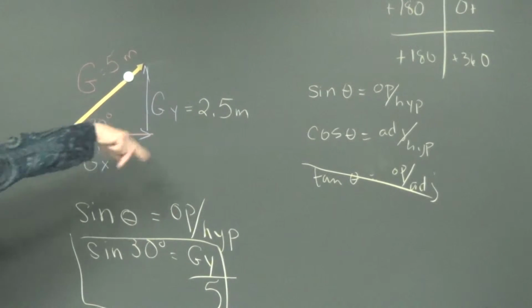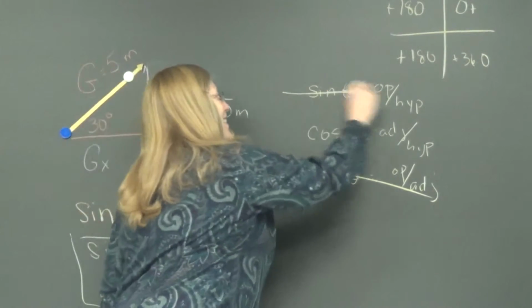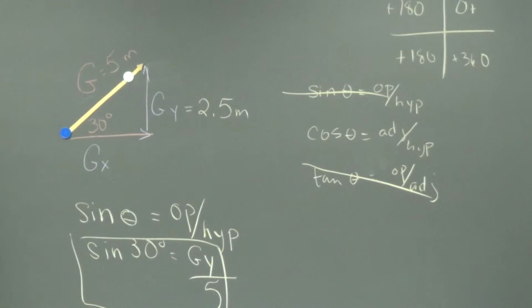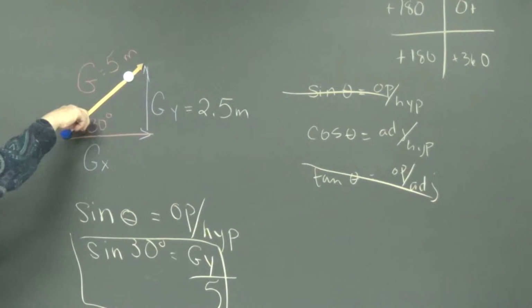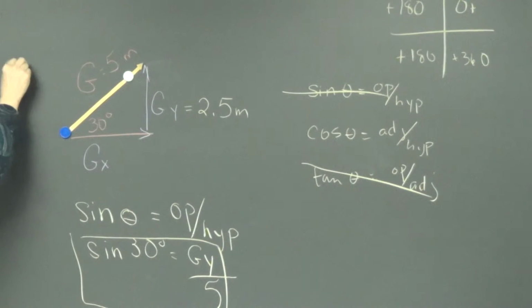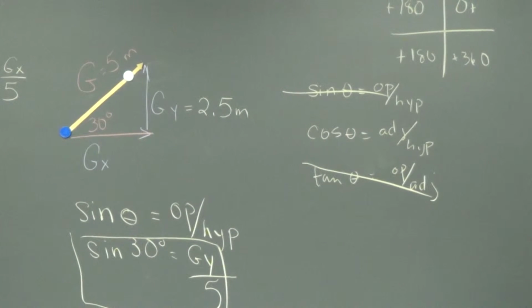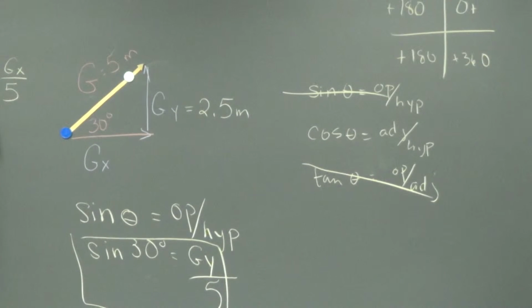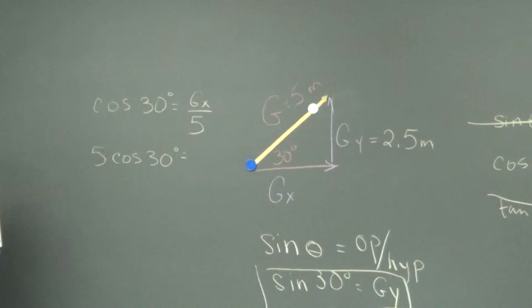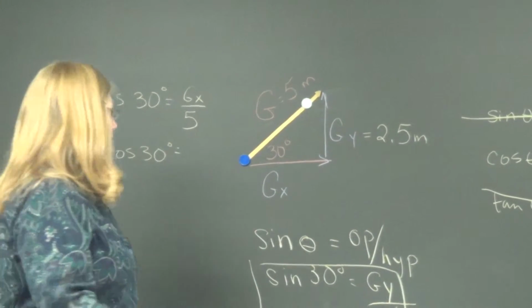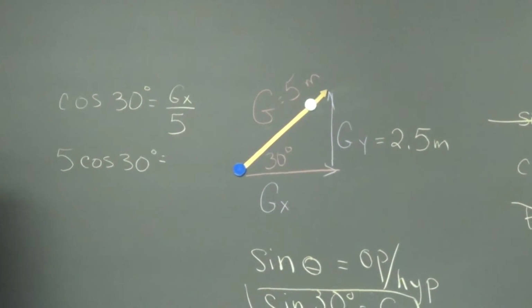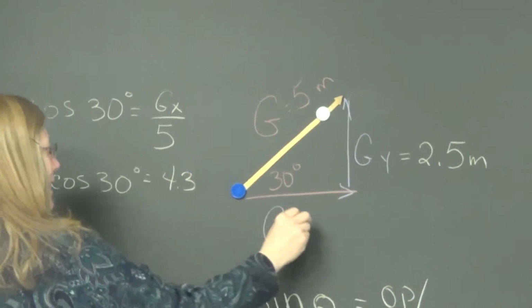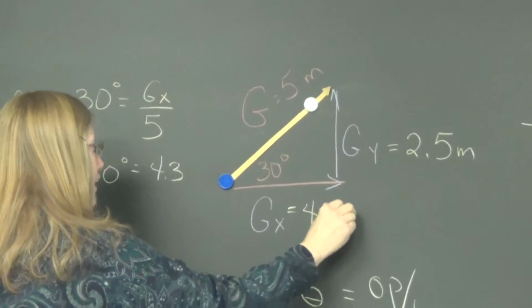So which trig function? Cosine. All right, so what would it be? Cosine of 30 equals what? Adjacent over hypotenuse. And in this case, gx over 5. Right. All right, so once again, you're going to multiply both sides by 5, and you're going to get the fact that 5 cosine 30 is what? Can you get that for me, Emily, number 3? 4.3. All right. And we'll put that on our picture in meters as well.